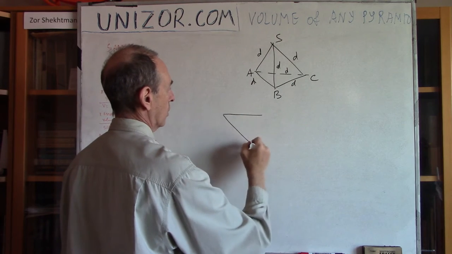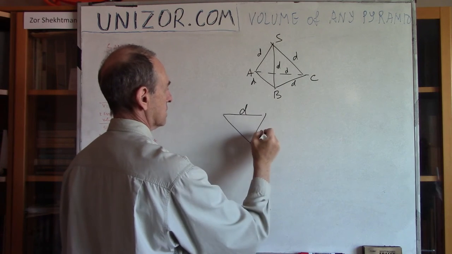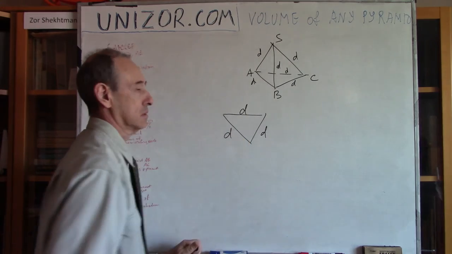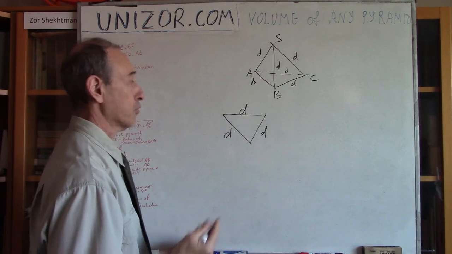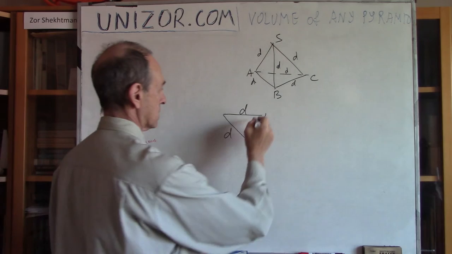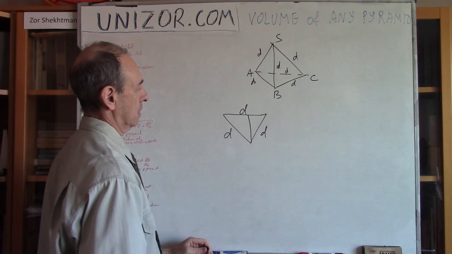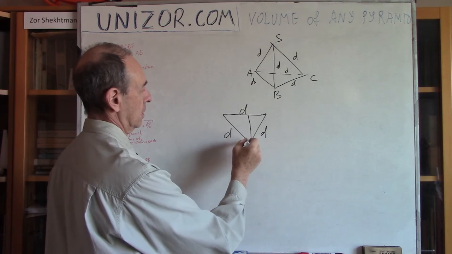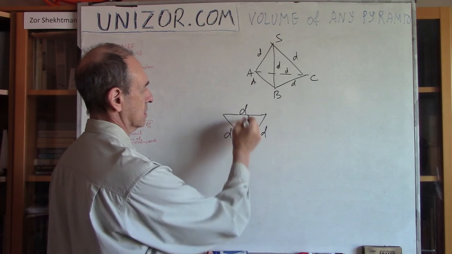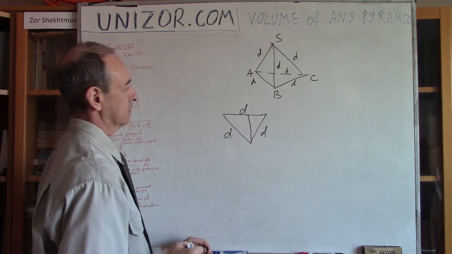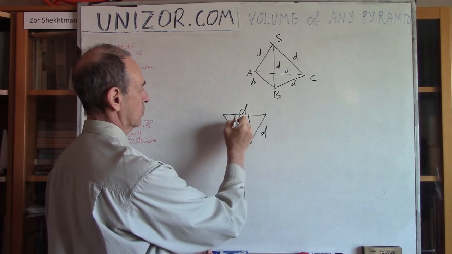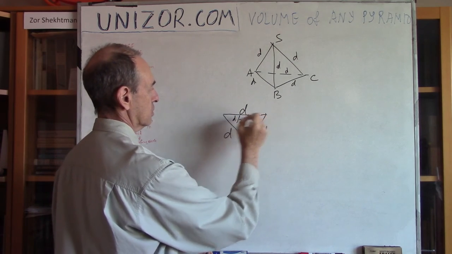which has all sides equal. Equilateral triangle. Now, what's its area? Well, that's easy, right? You draw a perpendicular from one of the vertices onto the opposite side. Obviously, it divides it in two, d over 2 and d over 2.